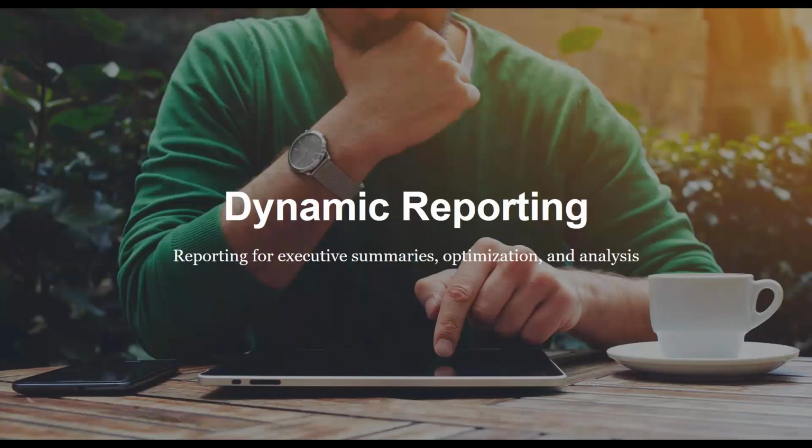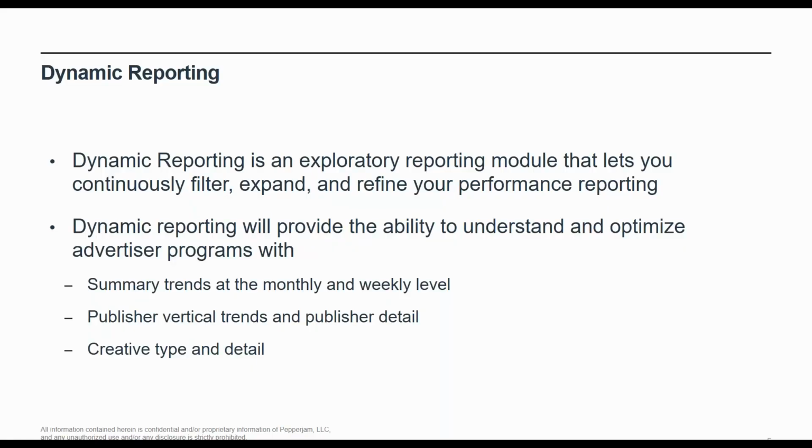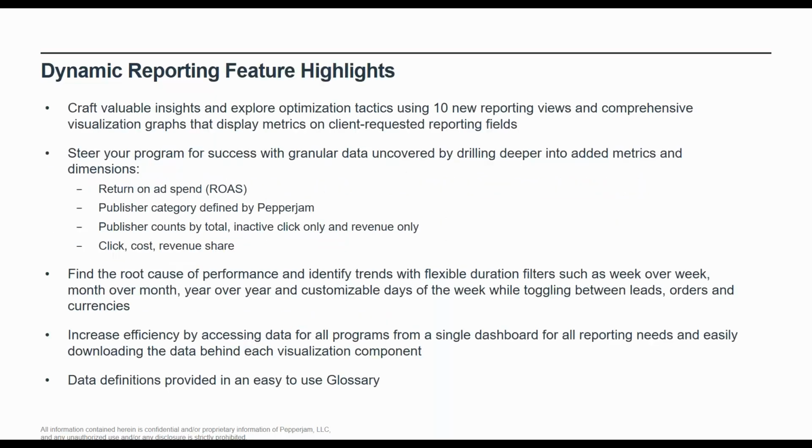Dynamic reporting is really meant to be reporting for executive summaries, optimization, and analysis. So it's very flexible, and the key word to think of when you think of dynamic reporting is exploratory. So this is designed so that you can continuously filter, expand, and refine the reporting that you're looking at. In particular, we are paying close attention to summary trends at the weekly and monthly level, so giving you important metrics, trending those over time, looking at publisher vertical trends, and then also creative type and detail trends. These are going to allow you to craft valuable insights.